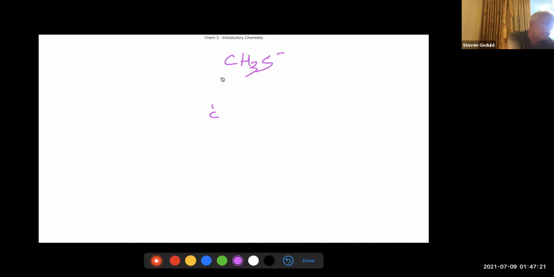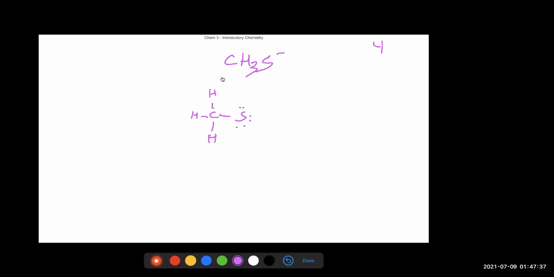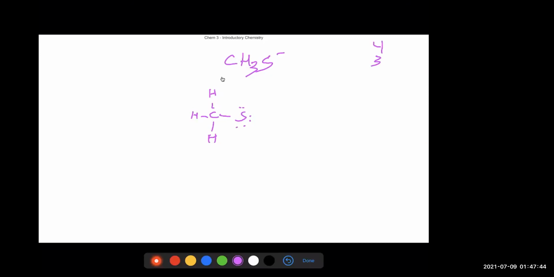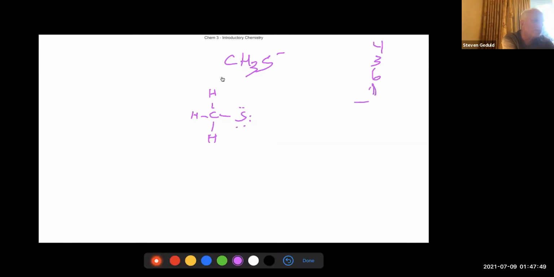So carbon, hydrogen, hydrogen, hydrogen, sulfur. Make it have 8. And let's count our electrons. Carbon is supposed to have 4, right? Hydrogen has how many? 1, and there's 3 of them. Sulfur has how many? 6. And we have one negative charge, so 1. So that comes out to 8, 6, 14, right? You've got to have 14 electrons.